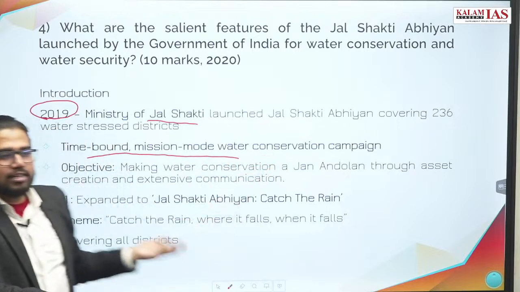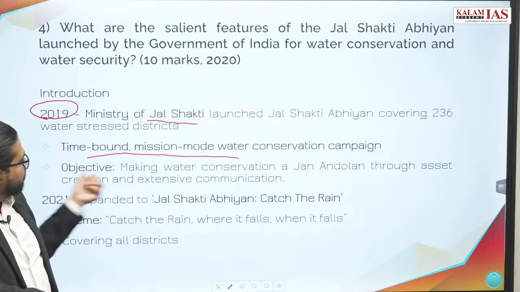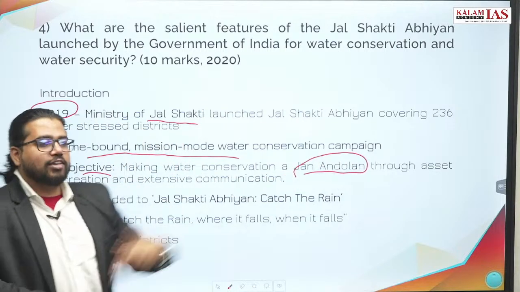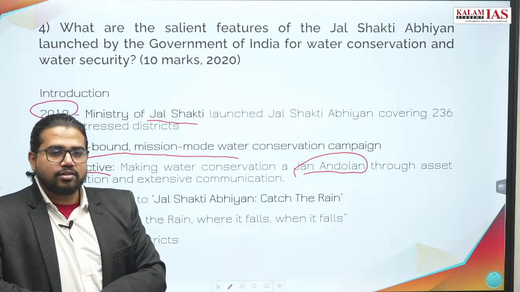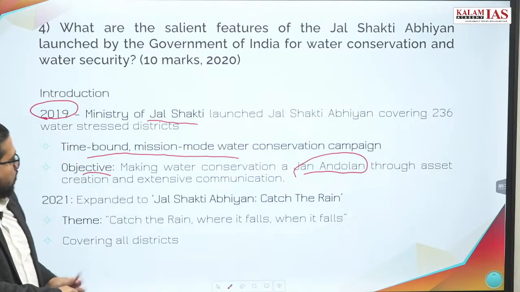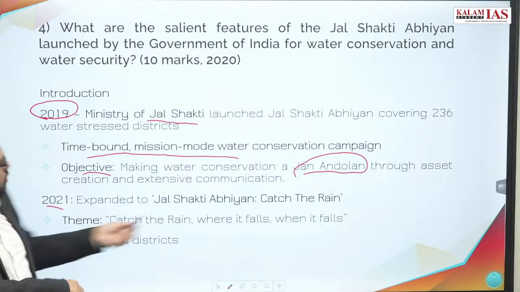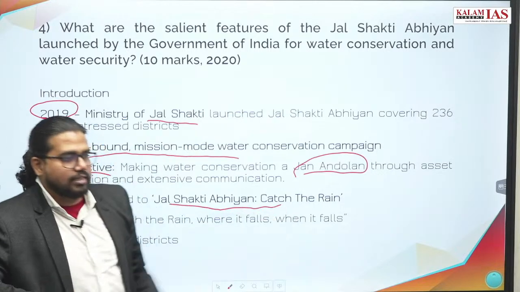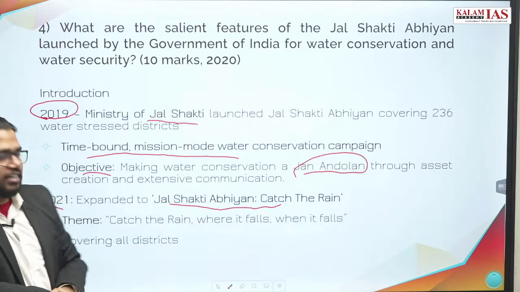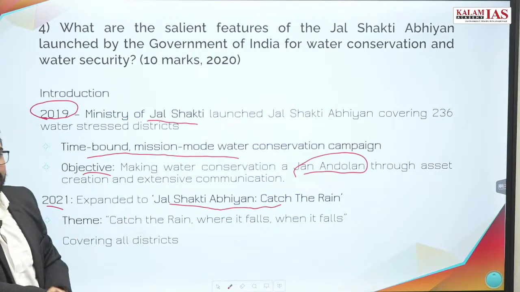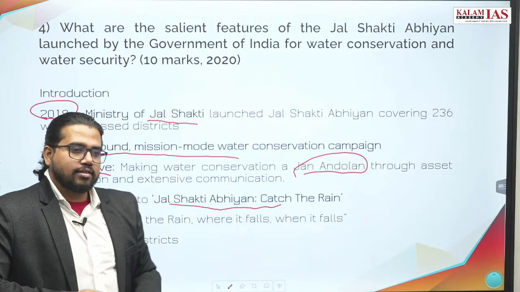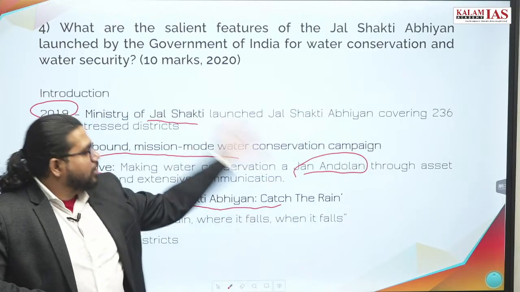Campaigns like water conservation, promotion, all this. Jan Andolan, making something like Swachh Bharat, we are making another statement on water conservation also. Then it was extended in 2021, Jal Shakti Abhiyan Catch the Rain. Catch the rain where it falls, that was the theme of it. Then it was extended to all districts in the country.